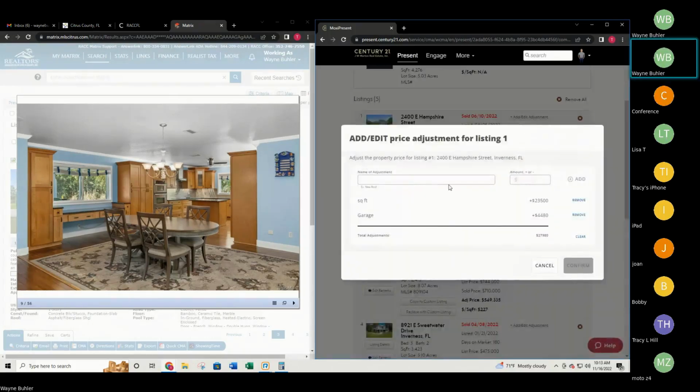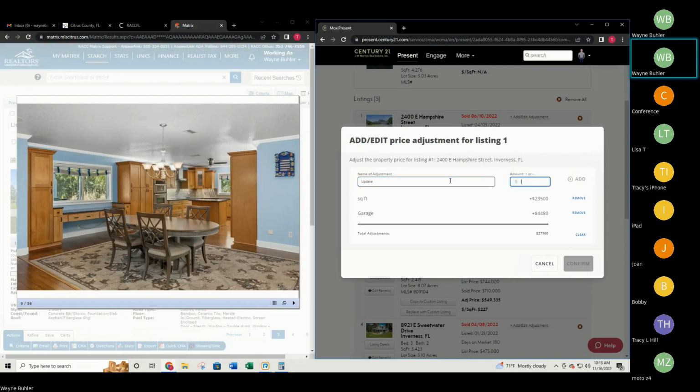I'm on this one. No, we're not doing the year built adjustment, but we are going to do an update adjustment. My comp is better, it's more updated, so I'm subtracting. Everybody says, "Wayne, what exactly do you do?" Go through the pictures, analyze the home. I'm going to use a $15,000 adjustment here. And where did I pull that number? I pulled that out of my hat.